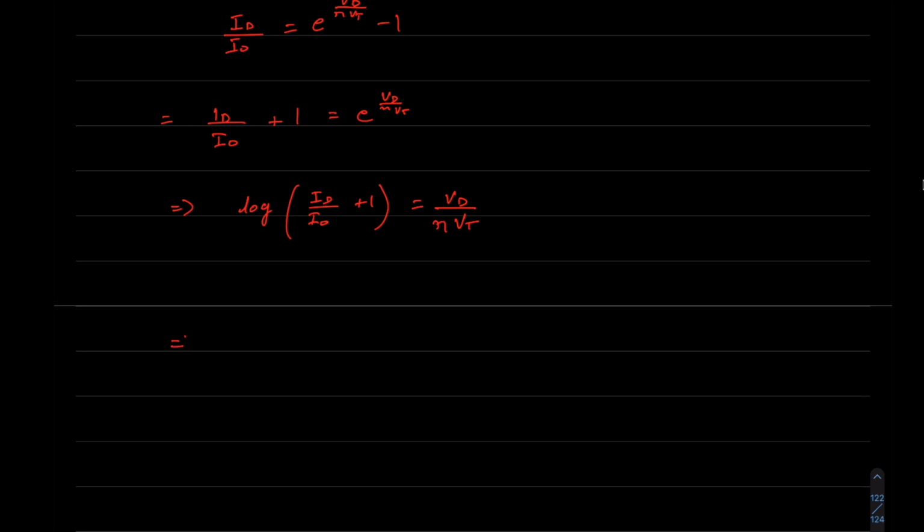Now we want to find Vd, right? So eta Vt log of diode current over saturation current plus 1. So we have the equation to find Vd. Now we put in the values.